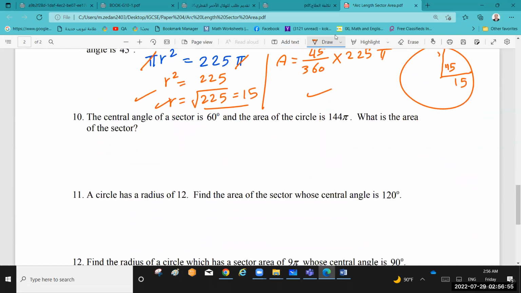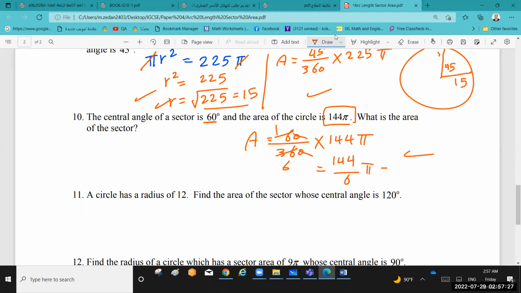Let's solve number 10. The central angle of a sector is 60 and the area of the circle is 144 pi. What is the area of this sector? The area of the sector is part of the area of the circle. Part means the central angle over 360. Very direct question. Divide by 10 and 10, divide by 6, 1, divide by 6, 6. So it's really 144 over 6 pi, which is 24 pi.